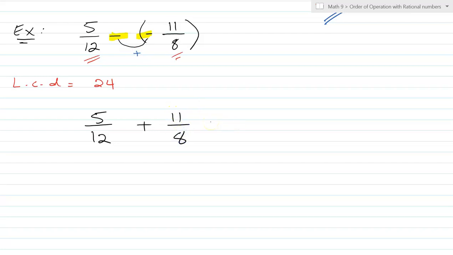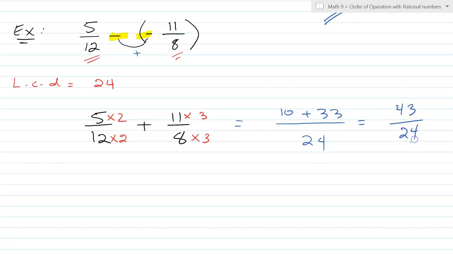Now we're going to make the denominators equal to 24. Multiply the first one, 12 times 2, and 5 times 2 as well. For the second, to get to 24 from 8, we have to multiply by 3, and so as the numerator of this fraction. Great. And then the final answer, we'll have 24 as a denominator, and then 10 plus 33, 43 over 24. Can we simplify that? No, and you're done.